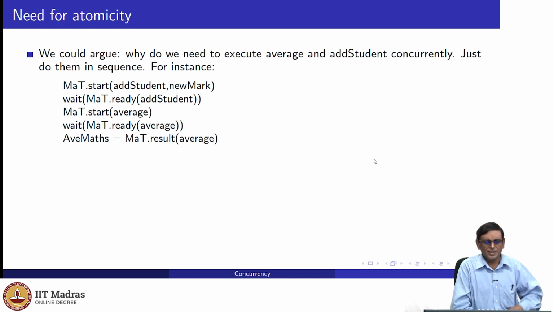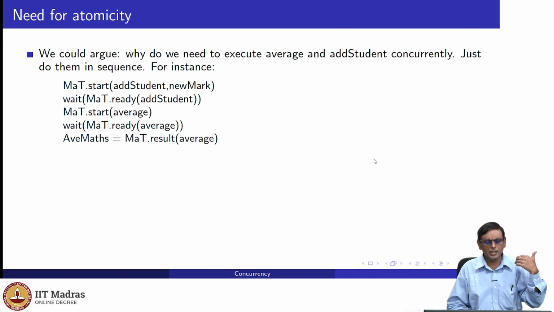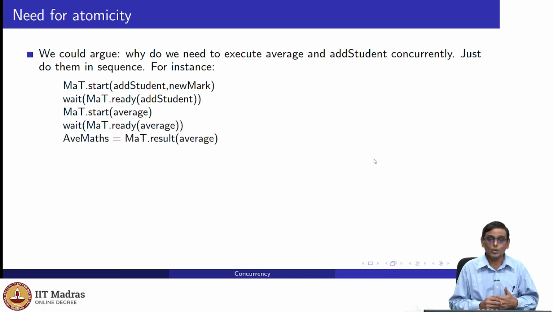So one can argue that this looks very artificial. One can say, nobody is going to call add student and average at the same time. Why would the caller call add student and average at the same time? He knows he is going to add a student. Why doesn't he just add the student and then call average, like what I have written here? Call add student, wait for ready, then call average, wait for ready, then find the average. Even if you want to do it concurrently, do it like this. So do it sequentially in a sense, right? Don't try to do it concurrently when you know anyway you're going to do both of them. Might as well do it correctly, in the right order.